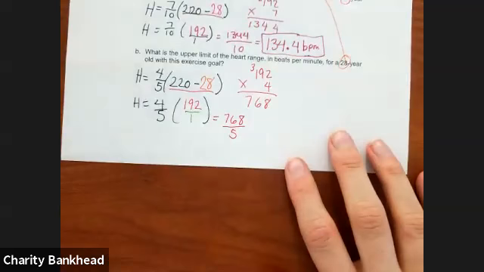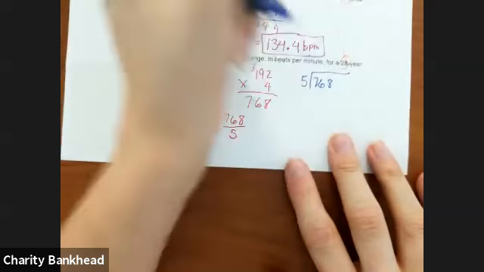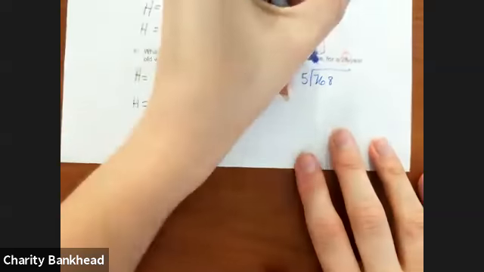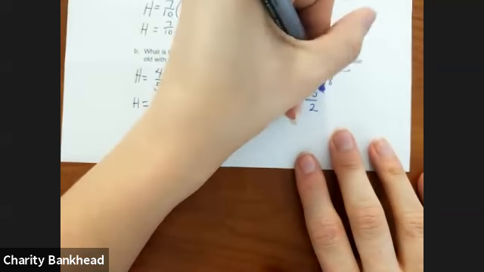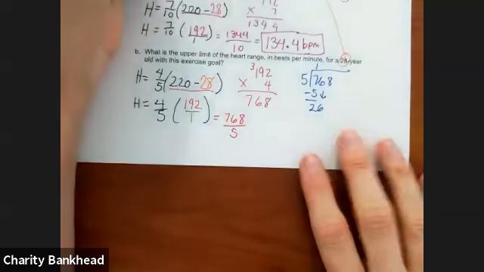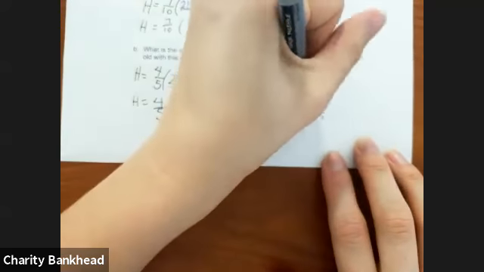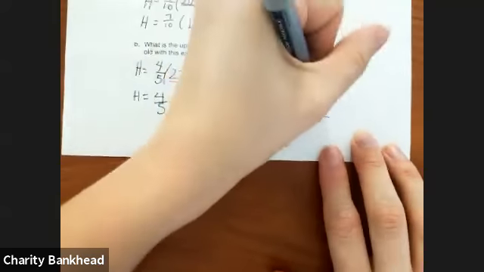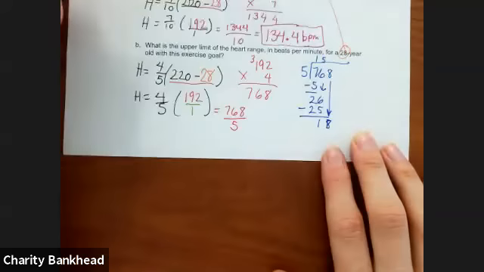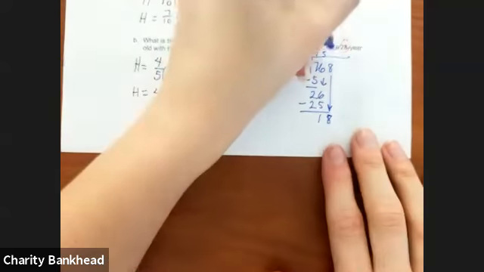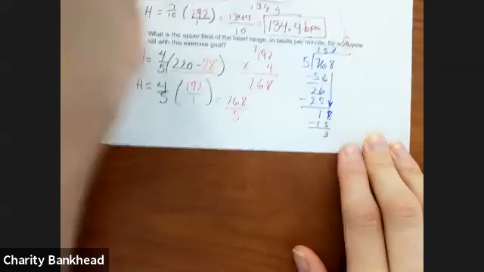So let's divide 5 into 768. 5 goes into 7 one time. 1 times 5 is 5. 7 minus 5 is 2. Bring down the 6. 5 would go into 26 5 times. 5 times 5 is 25. 26 minus 25 is 1. Bring down the 8. And 5 goes into 18 3 times. And 3 times 5 is 15. 18 minus 15 is 3.